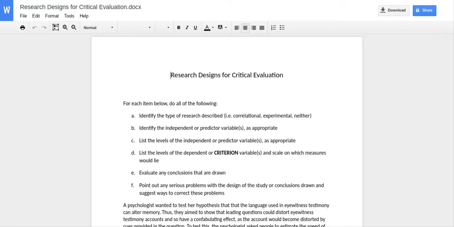Evaluate any conclusions that are drawn. What are we looking at? What conclusions can we make from what's written? And then F is my favorite part. I would like you to point out any problems you find with the design of the study or the conclusions that were drawn, and maybe suggest some ways to correct these problems.